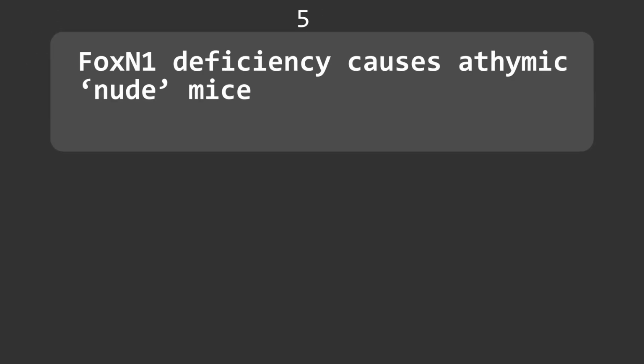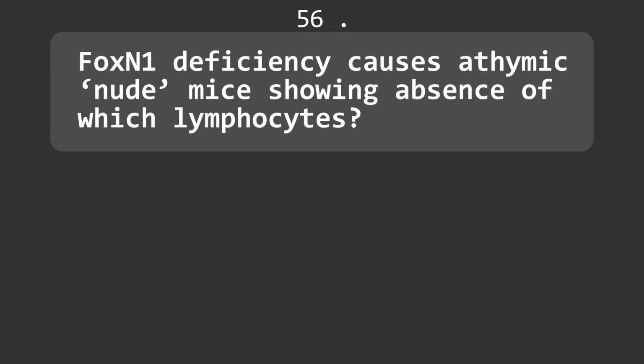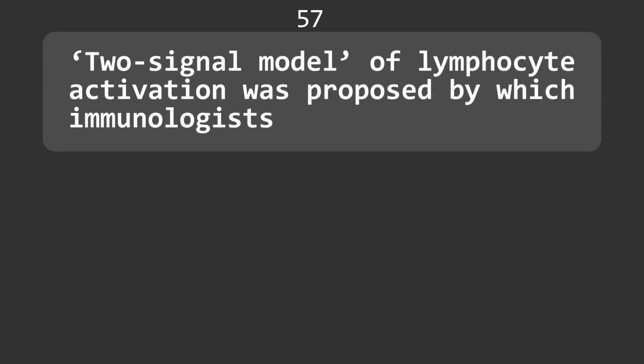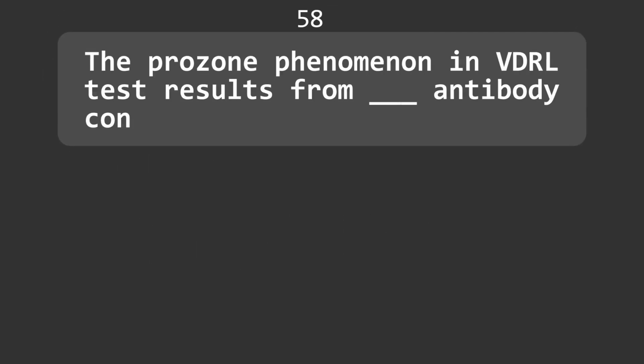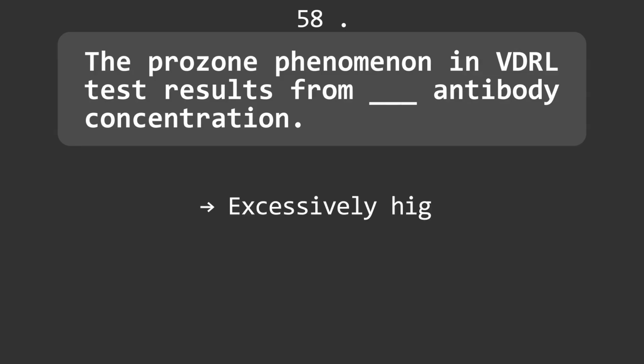FOXN1 deficiency causes athymic nude mice, showing absence of which lymphocytes? T lymphocytes. The two-signal model of lymphocyte activation was proposed by which immunologists? Bretscher and Cohn, 1968. The prozone phenomenon in the VDRL test results from antibody concentration that is excessively high.